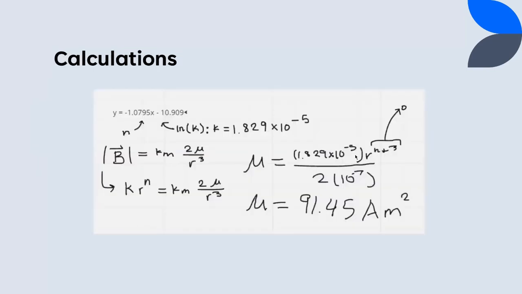field was 3.644 times 10 to negative fifth Teslas. So for our calculations, we use the equation that we got from our experiment results, and we set n equal to the slope and ln k equal to the y-intercept, and we solve for k. We then use the formula for a magnetic field of an on-axis dipole and set that equal to the given equation kr to the n. We then calculate mu, and our mu value was 91.45 ampere meter squared, but this value is way larger than it should be, and I explain the errors in the next slide.